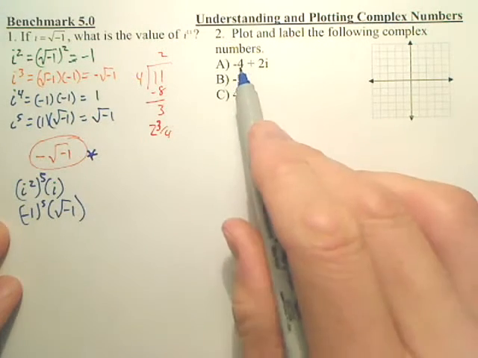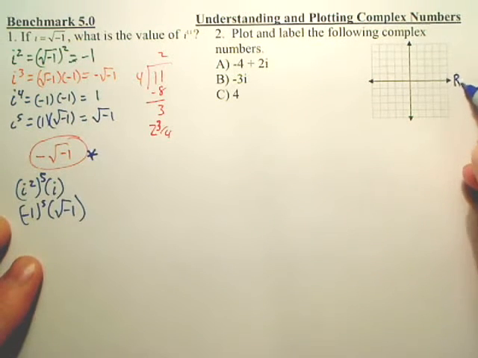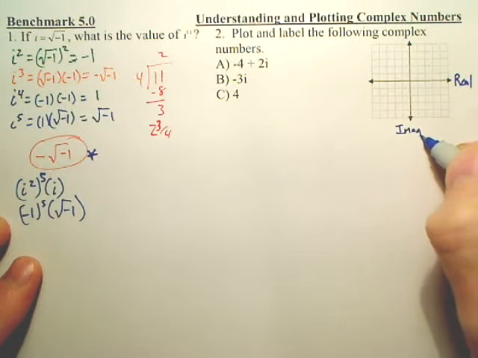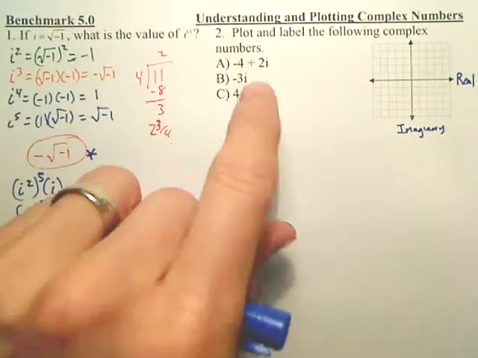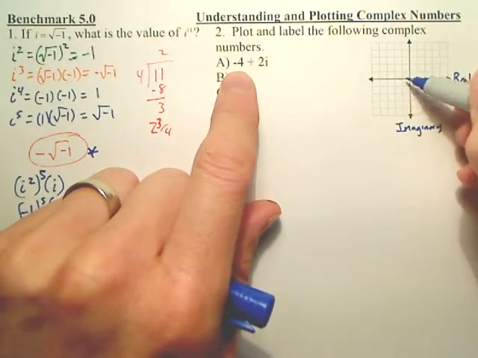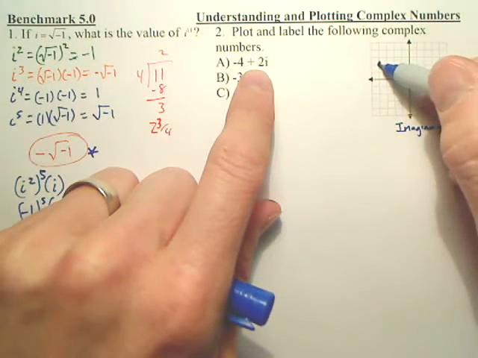It's real simple. Negative 4 plus 2i. You have to first realize this is your real numbers, and you have to know this is your imaginary numbers. Real numbers, imaginary numbers. So for real numbers, I have negative 4, which means I go over 1, 2, 3, 4. The 2i means I go up 2.